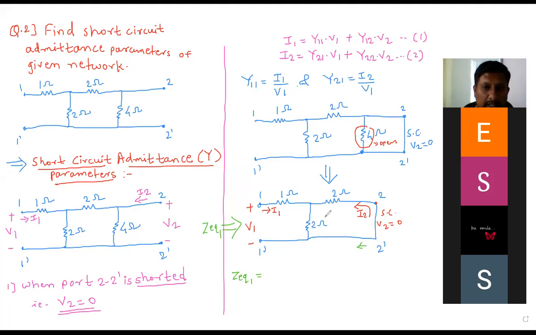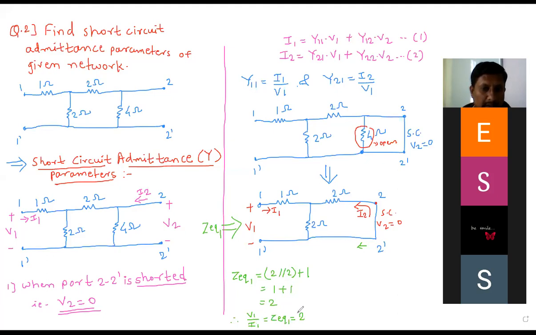So this 2 and 2 are connected in parallel, that is in series with 1. 2 parallel with 2 in bracket, that is in series with 1. Same resistors in parallel will always give half of that resistance value. 2 into 2 divided by 2 plus 2, plus 1, so it will give 2. Z equivalent is 2. But what is Z equivalent? That is nothing but V1 upon I1. V1 upon I1 is equal to Z equivalent 1 is equal to 2.